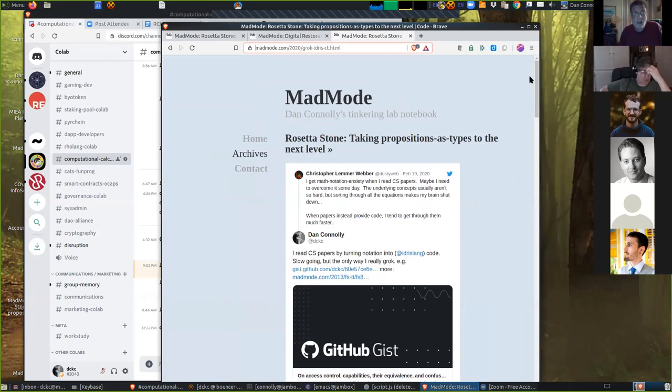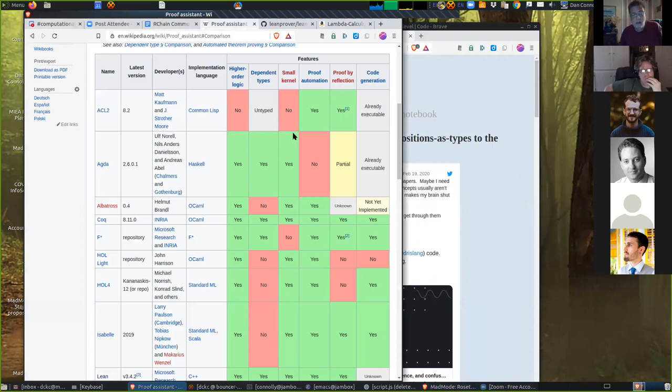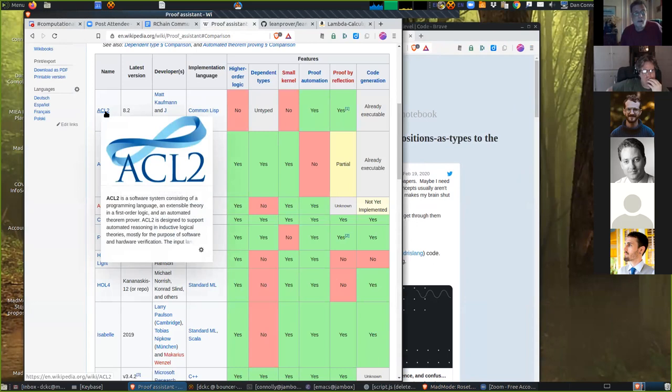Two things on the comparison of proof assistants. One is ACL2. That's the professor I studied under at UT Austin. He's kind of a friend. I'm not sure how he's doing. His health might have been declining. Dr. Boyer of Boyer-Moore Theorem Prover.